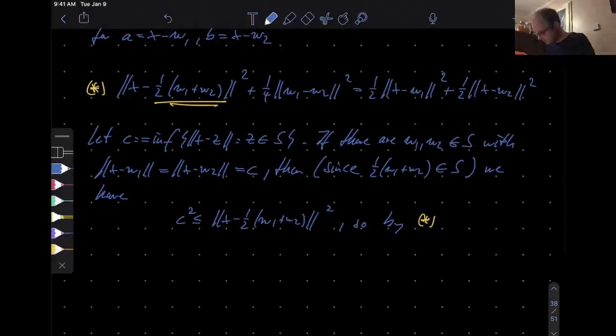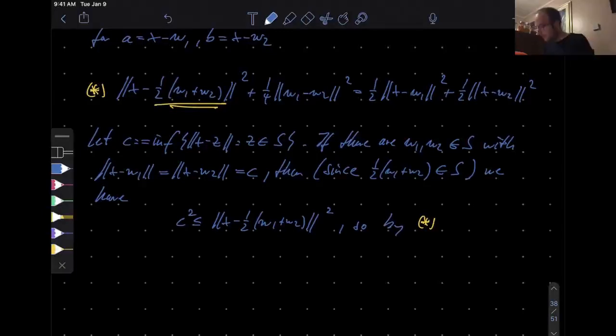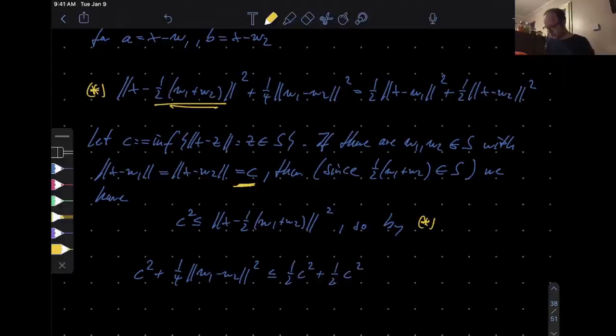what you get immediately is, well, the first quantity, I will derive an inequality here now. So you will have a c squared plus, now the second one, that quarter that you will just leave as is. And then the upper one, because it's an inequality, is 1/2 c squared plus 1/2 c squared. Because x minus w1, that's precisely your c. Right? So you have this. Now this is equal to c squared.